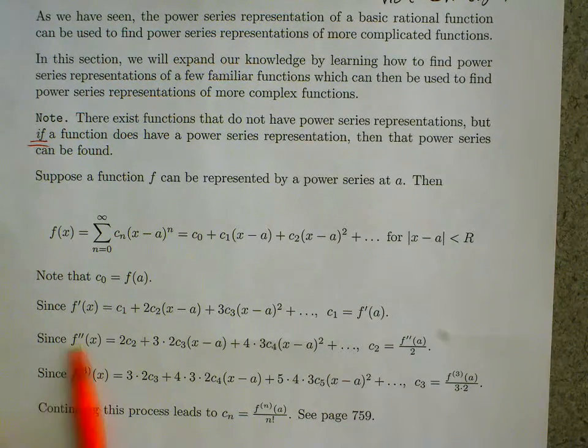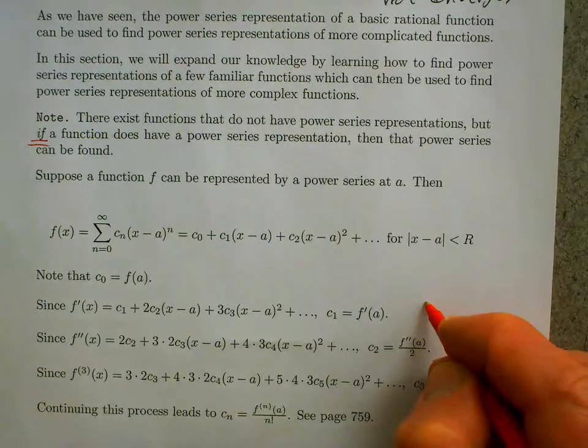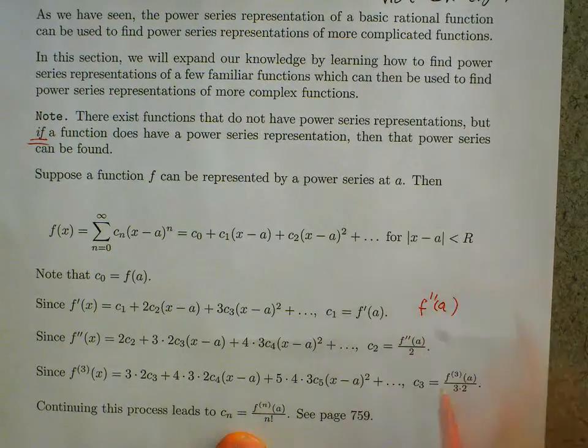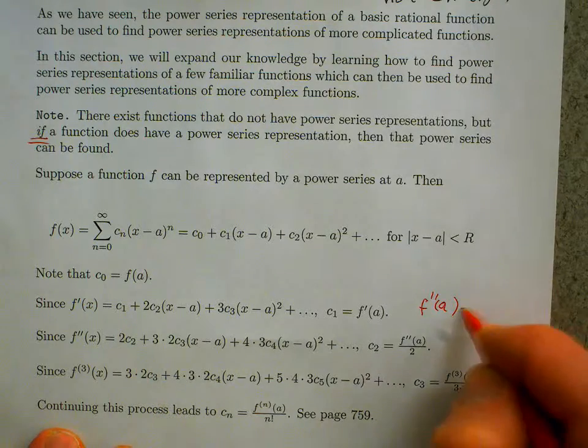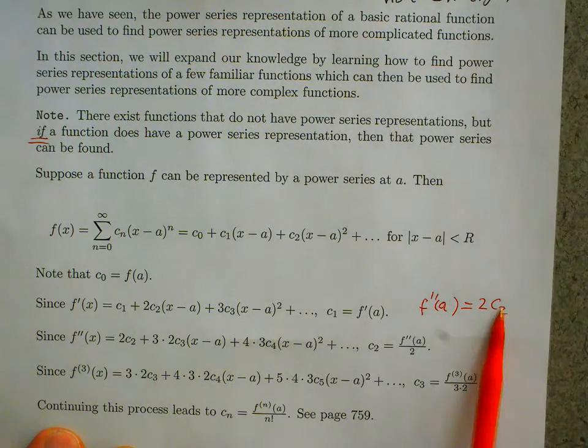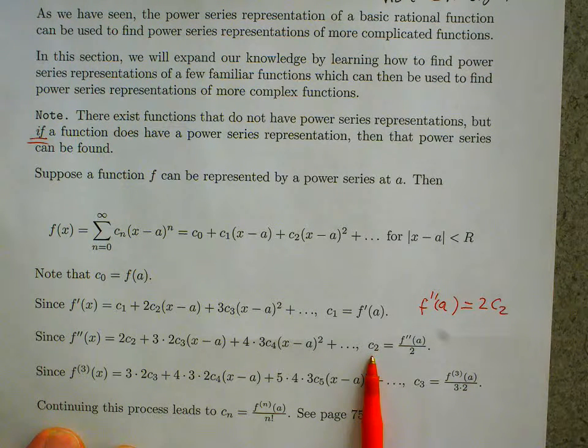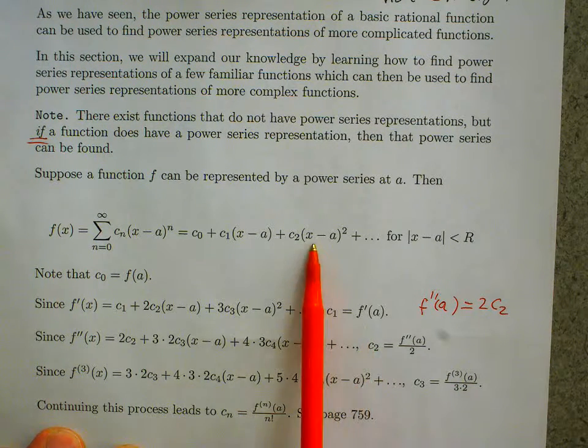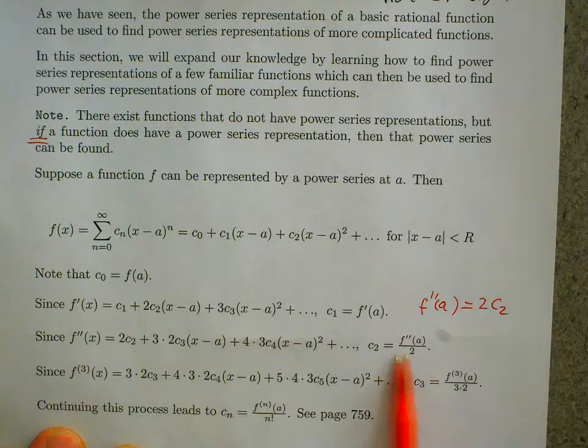The second derivative is the first derivative of the first derivative. So we just take the derivative of f prime of x term by term. And then when we evaluate the second derivative at a, we get f double prime of a equals 2 times c sub 2. But if we solve for c sub 2, we find that c sub 2, which is the coefficient of the x minus a to the second term, is f double prime of a divided by 2.